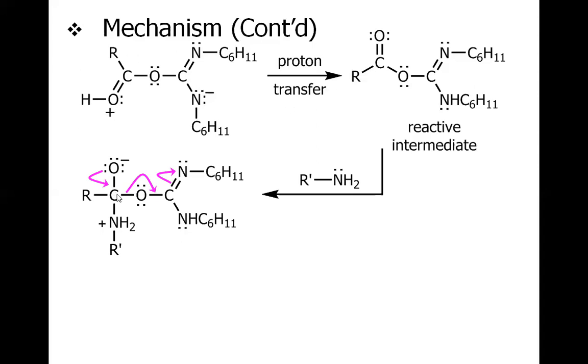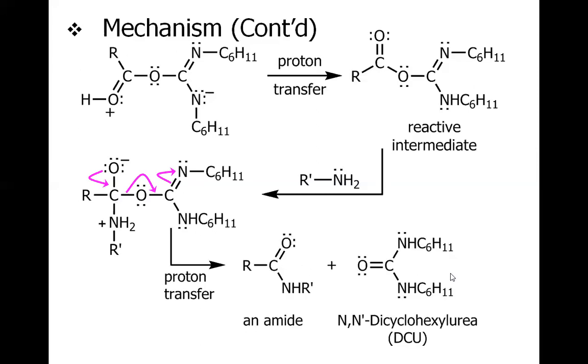So this C here, you could see, is attached to the NH2R. This has come from this amine source, and the oxyanion. And then the lone pair of this oxygen forms a bond between the carbon and oxygen. As a result, this C-O bond is broken, and we have the amide formed as our desired product. And as a byproduct we have this dicyclohexyl urea.